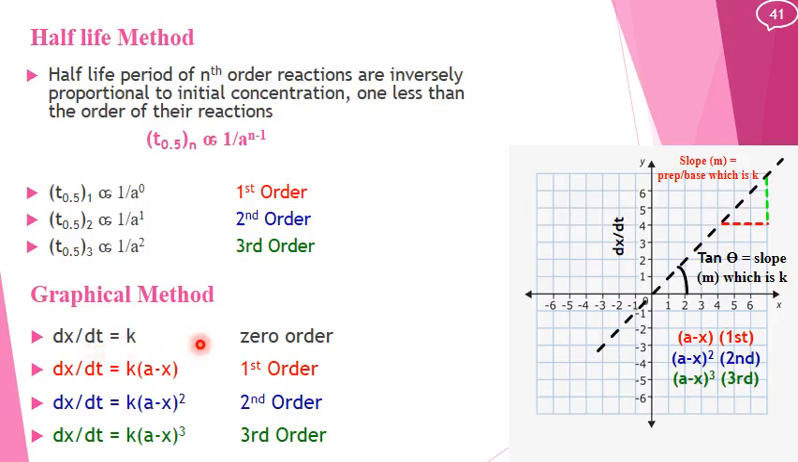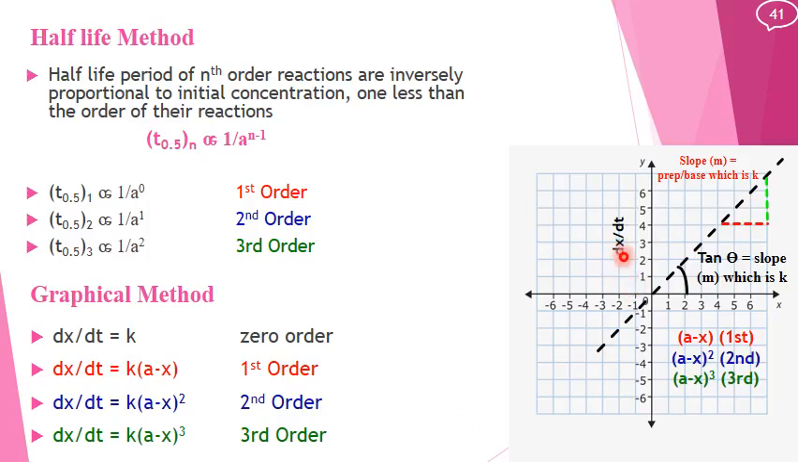As you can understand, dx over dt is equal to k, that is for zero order reaction. dx over dt is equal to k into (a minus x) raised to power 1, that is for first order reactions. And specifically for second order reactions, we have dx over dt is equal to k into (a minus x) squared, and for third order reaction, dx over dt is equal to k into (a minus x) cubed. And these are the reactions when the concentrations of our reactants are similar. So by putting these values, we will be able to find out what will be the order of the chemical reaction. How will we be able?